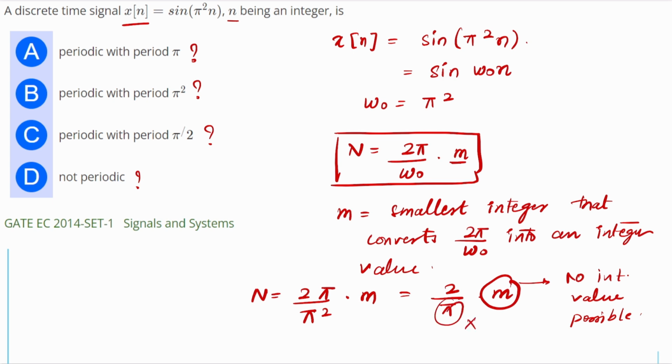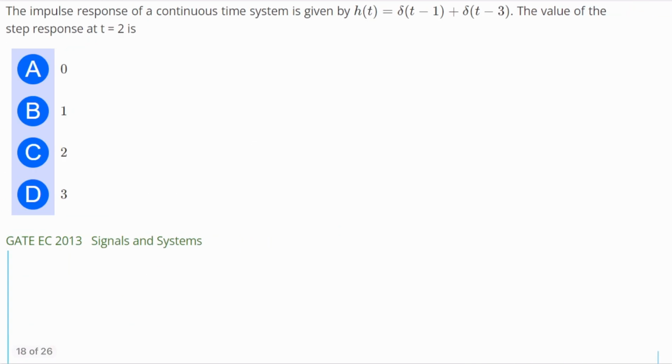We cannot cancel pi with any integer values. So it is a signal which is not periodic at all. It is not a periodic signal. So we can write it is a non-periodic signal. Easy. Moving on to the next question.